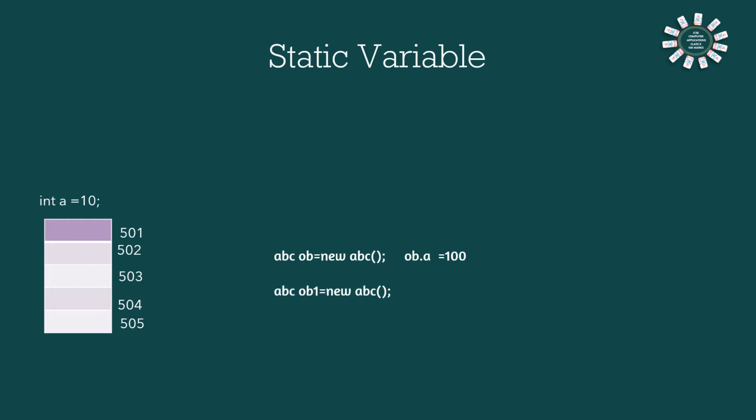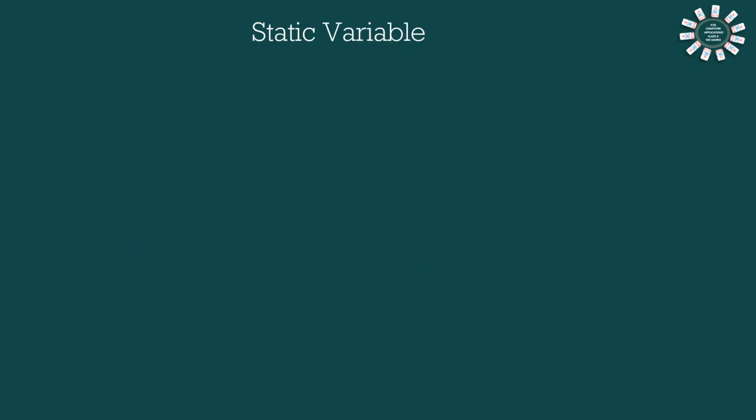And if you create a second object, for this object also one copy of a will be given, and we can store any value in that. If we have 5 objects, 5 copies of a will be created. If we have 100 objects, 100 copies of a will be created. That means for one variable, so many memory spaces, so many copies will be created. That is wastage of memory.